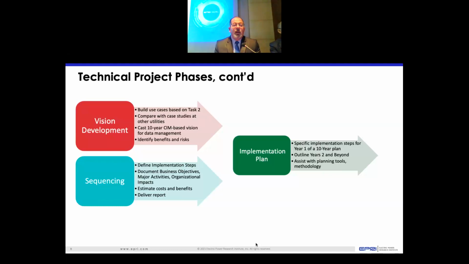Next will be our sequencing tasks, defining and implementation steps, documenting the business objectives, major activities that PEA would undertake, and its organizational impact. Deliver estimates on what PEA would expect to save and to spend internally, and deliver those results. And then finally, the implementation plan, which would be very specific for PEA and would be detailed for year one of a 10-year plan and outline years 2 and beyond. EPRI would also assist with any planning tools and project methodologies.